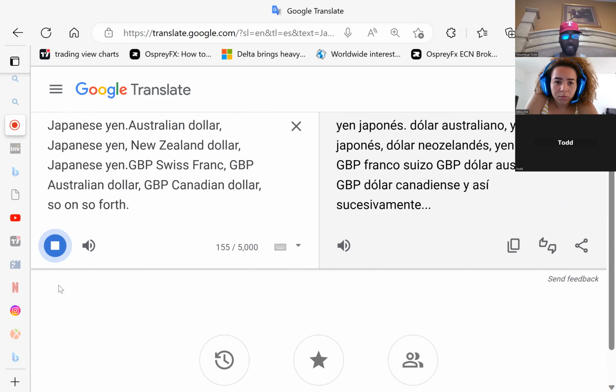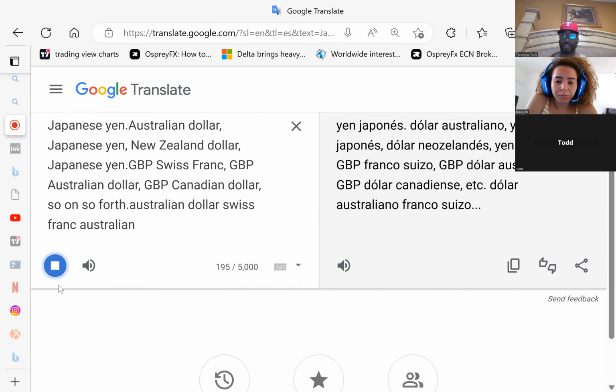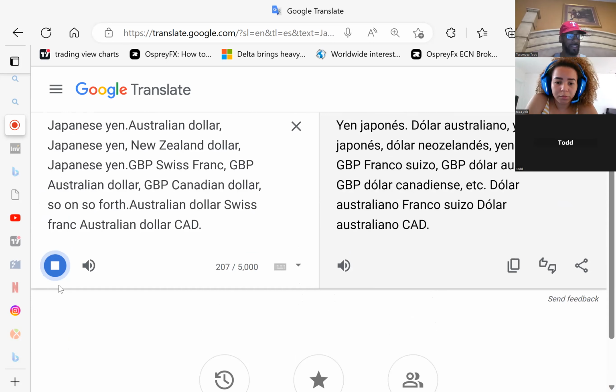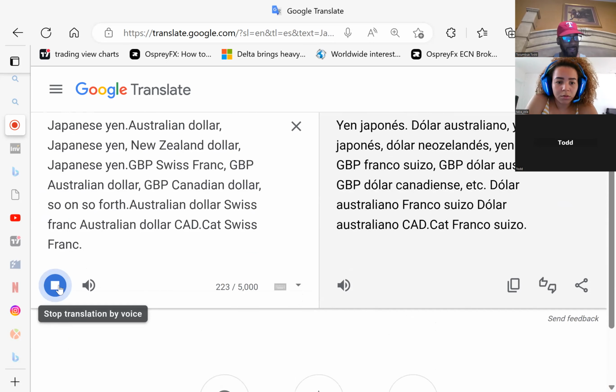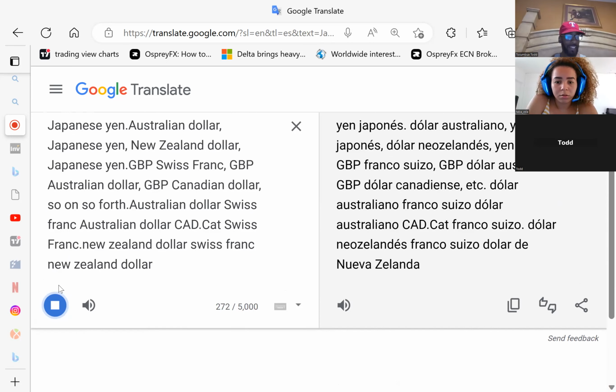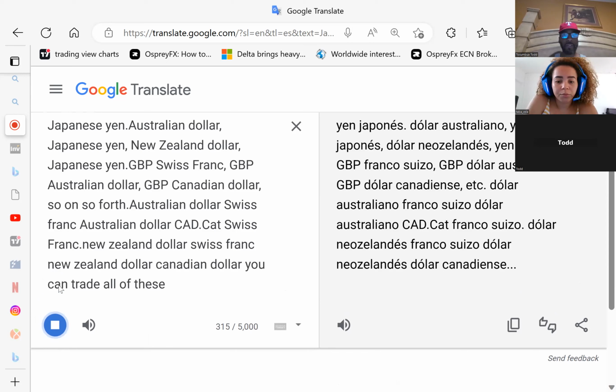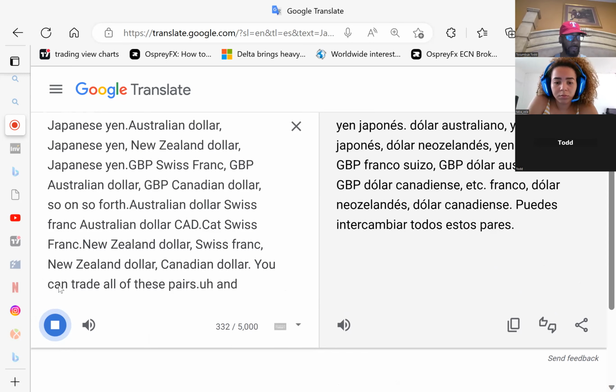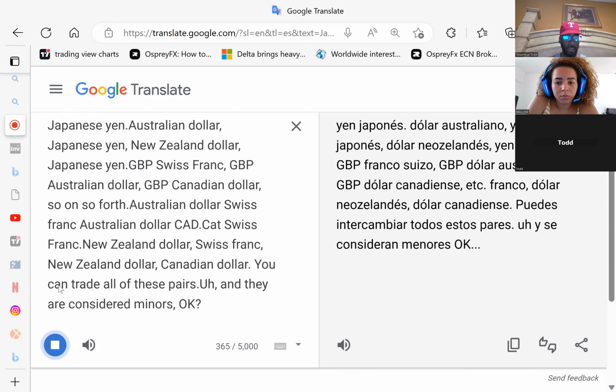Australian Dollar Swiss Franc, Australian Dollar CAD, CAD Swiss Franc, New Zealand Dollar Swiss Franc, New Zealand Dollar Canadian Dollar. You can trade all of these pairs, and they are considered minors, okay, or cross pairs.